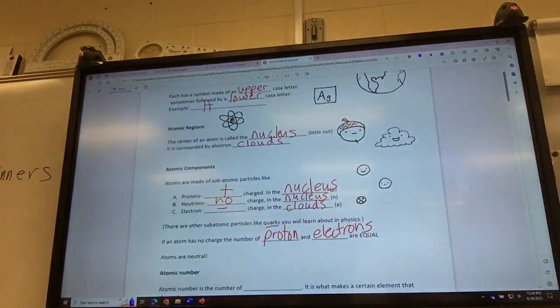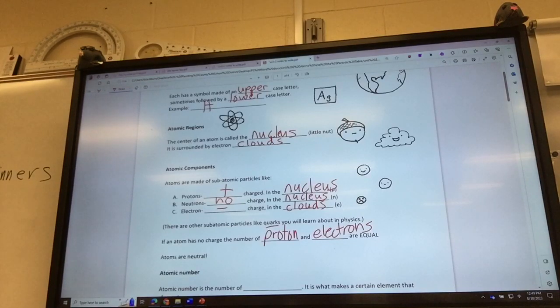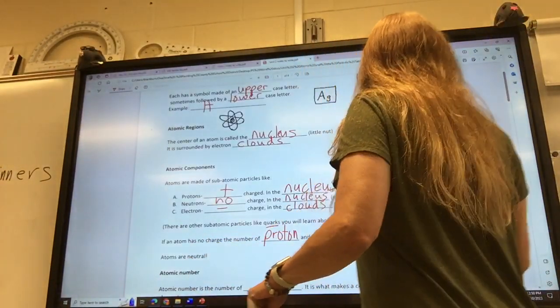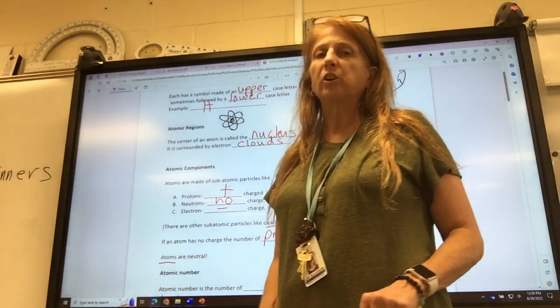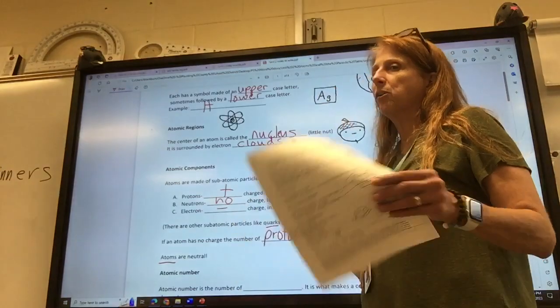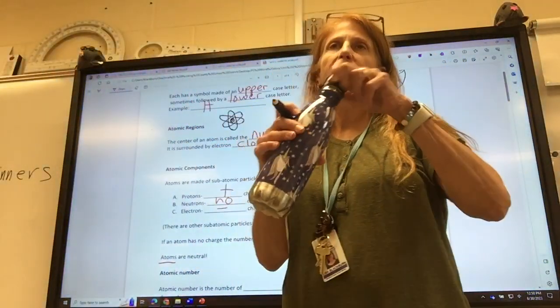And it makes it neutral, because the protons are positive, the neutrons are neutral, the electrons are negative, and they cancel each other out. So we have a little math equation, we'll talk about that, but the atoms are neutral, okay? So remember, when it's called atoms, we're talking about neutral ones. Later on, they can get charges, but they're called something different. Okay?